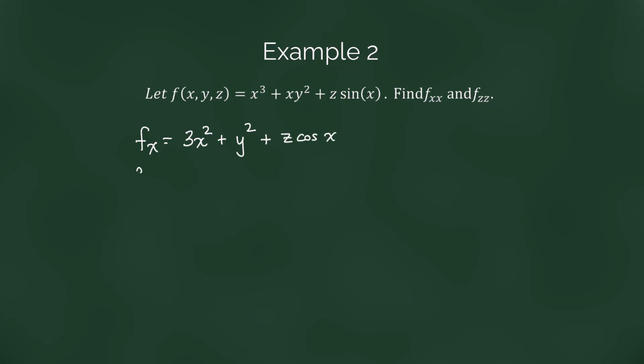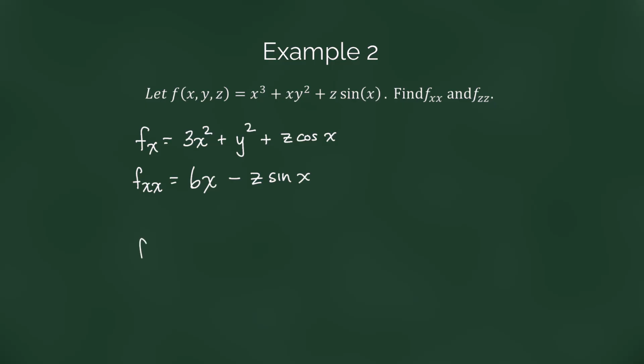F sub xx says differentiate that again with respect to x. So our first term gives us 6x. Our second term gives us 0 because the derivative of y squared, treating that as a constant, is 0 when we differentiate with respect to x. And our last term is going to give us negative z times the sine of x.